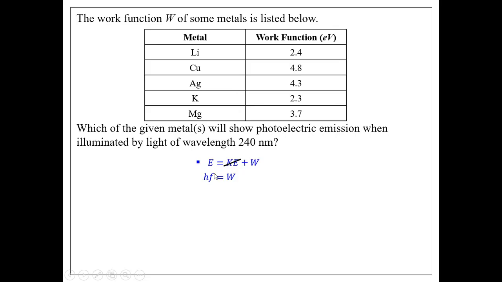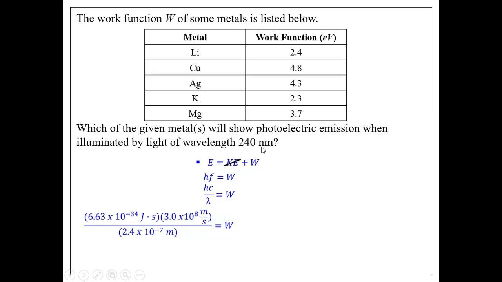But what we can do is break up frequency into speed divided by lambda. Hopefully by now you're familiar with this relation: frequency is simply the speed of light divided by the wavelength of the incident ray. So here we have Planck's constant times the speed of light divided by the wavelength, and we'll crack this out real quick. Planck's constant, you can look it up, but hopefully you know it, is 6.63 times 10 to the negative 34 joule seconds. The speed of light is 3.0 times 10 to the 8th meters per second. So h and c are both constants.